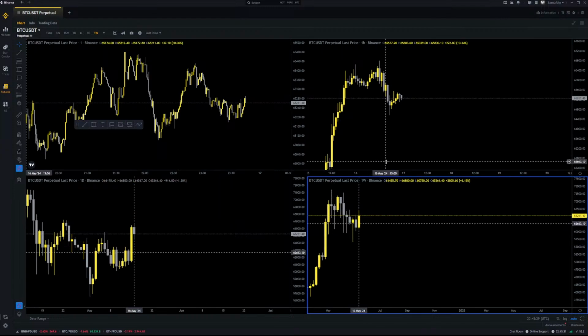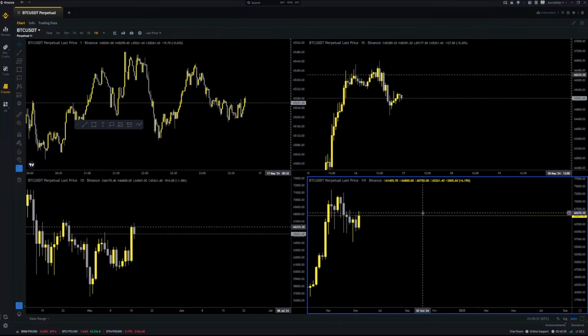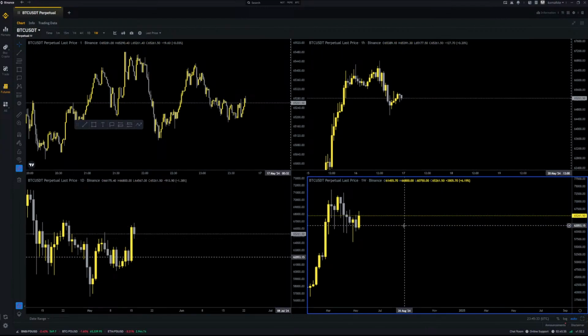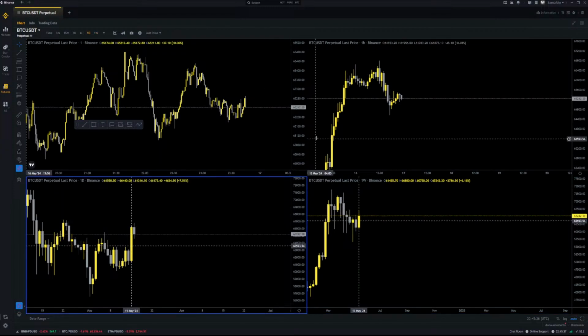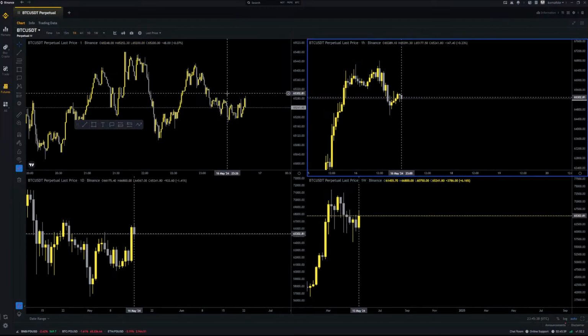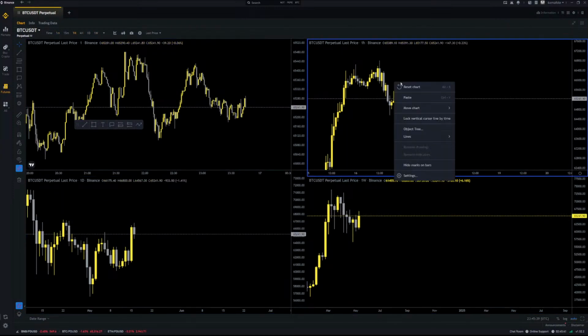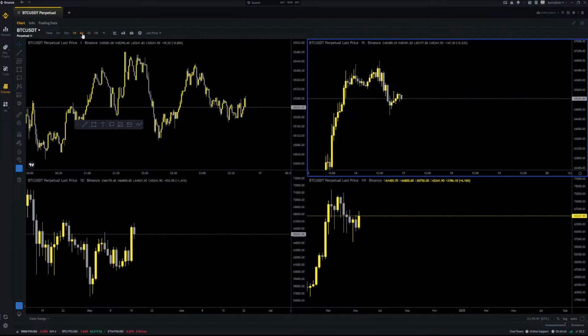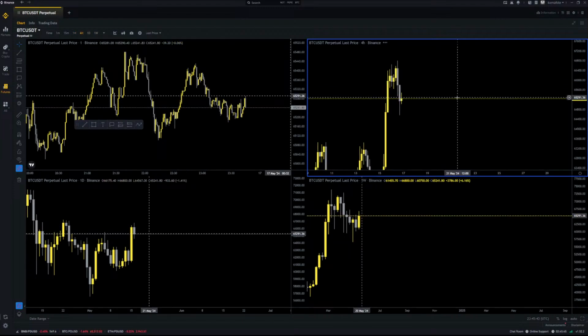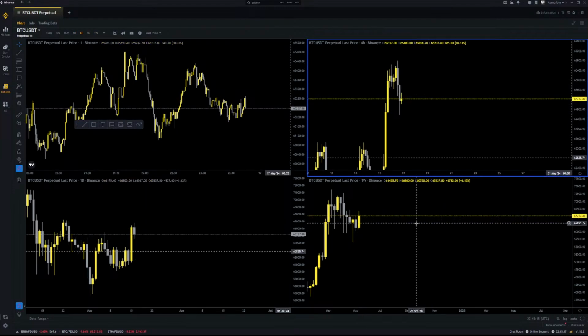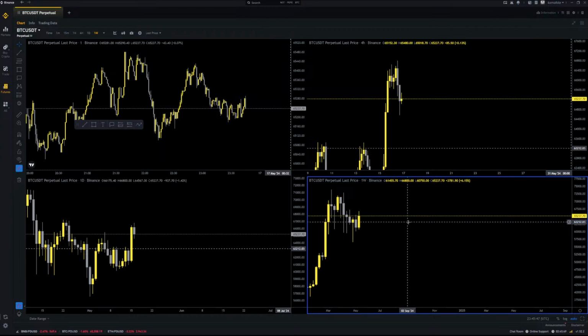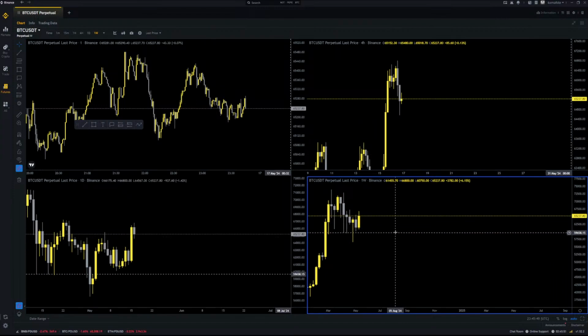I start with my higher time frame analysis. As you can see, there is the weekly time frame, daily, 1 hour, then 1 minute. I prefer to use the 4 hour chart, also the 1 hour. That's beautiful.